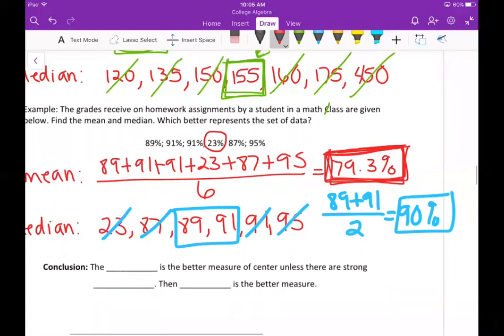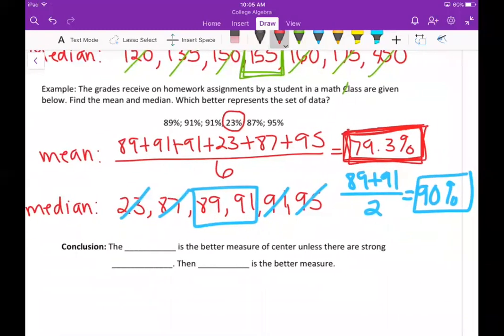Okay, so one key thing here is that both of these examples had outliers. Without outliers, the mean is still a better measure of center because it takes into account all the variability between the numbers, whereas the median does not. But if there are strong outliers and there's a big discrepancy between the mean and the median, then we're going to look at the median as a better measure of center. So the mean is still the best measure of center unless there are strong outliers, and then we want to look at the median.